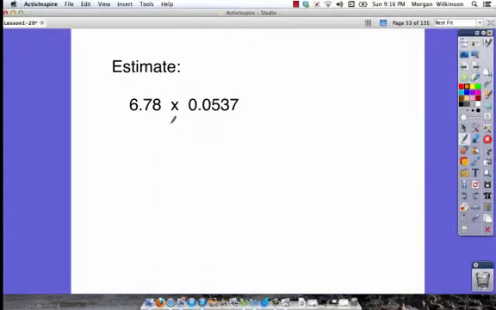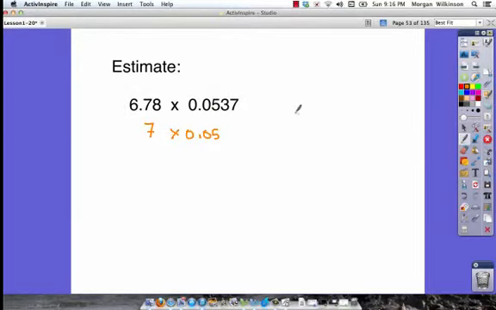Okay, let's go ahead and estimate. This is our last problem for today. When we estimate, we're finding an approximate answer. So if we're going to estimate, let's go ahead and take these factors and we'll round them. I'm going to say 6.78, that's pretty close to 7. And 0.0537, that's pretty close to 0.05. Notice I'm just rounding to the first digit that I have. The 6 was in the ones, the 5 was in the hundredths.